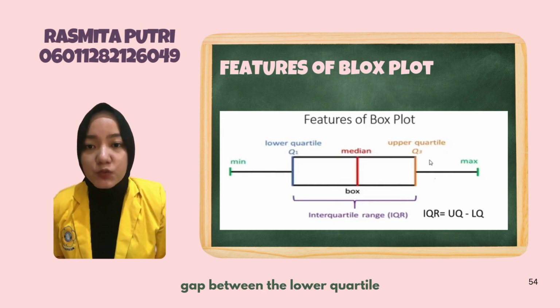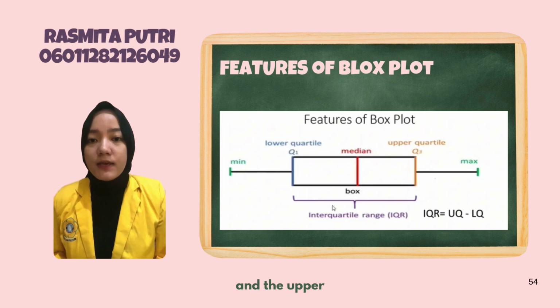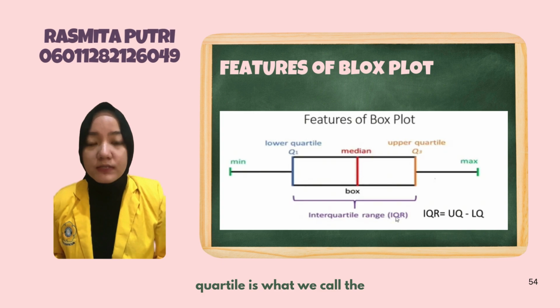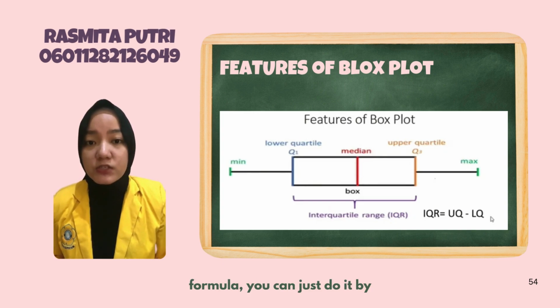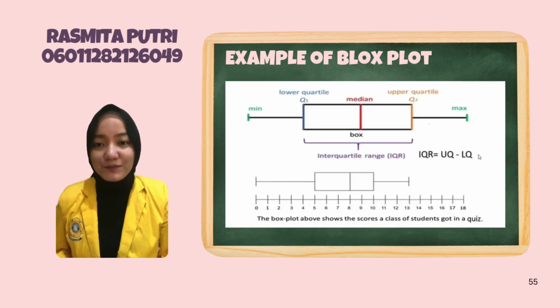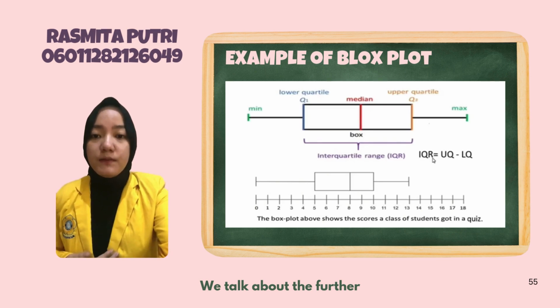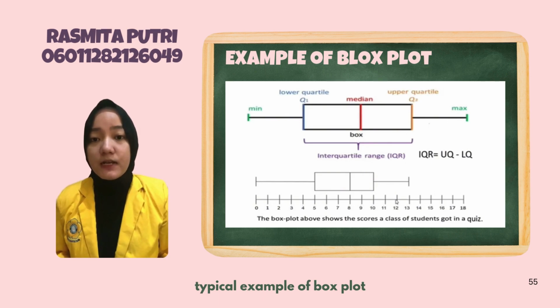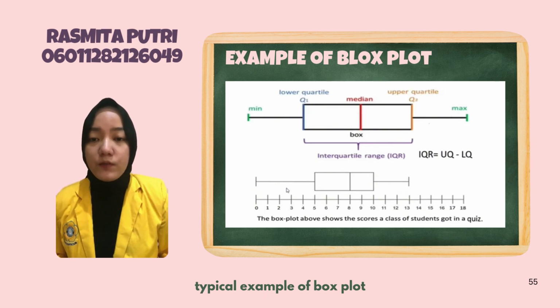And the gap between the lower quartile and the upper quartile is what we call the interquartile range. Using the formula, you can just do it by subtracting the lower quartile from the upper quartile. We talk about that further in our calculation.